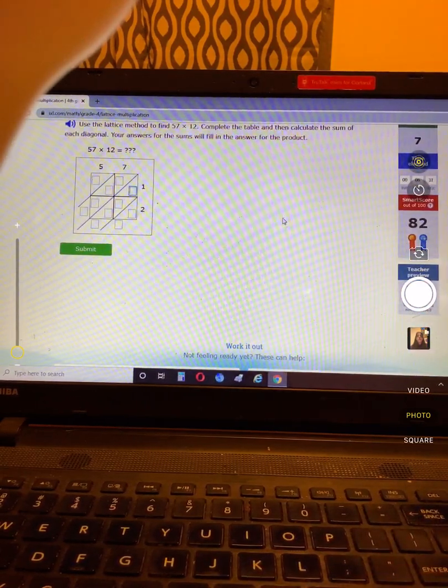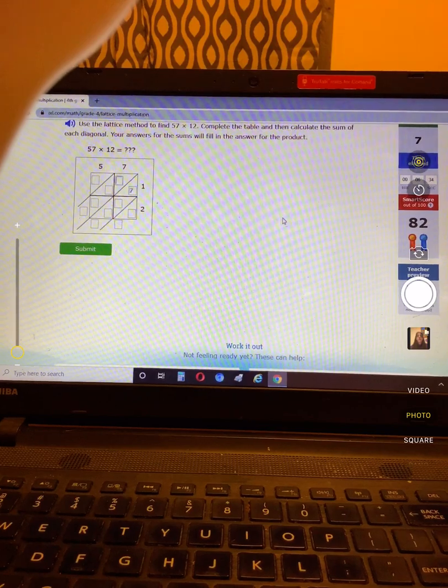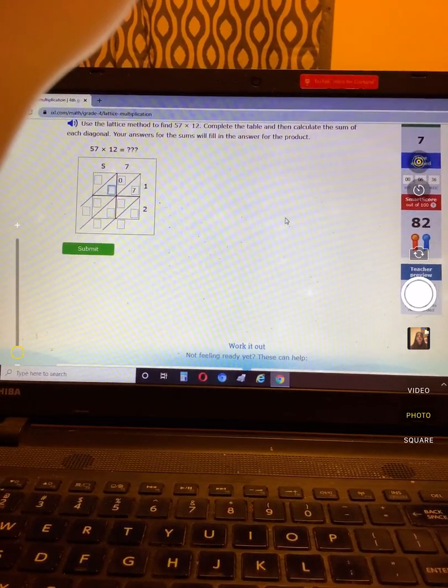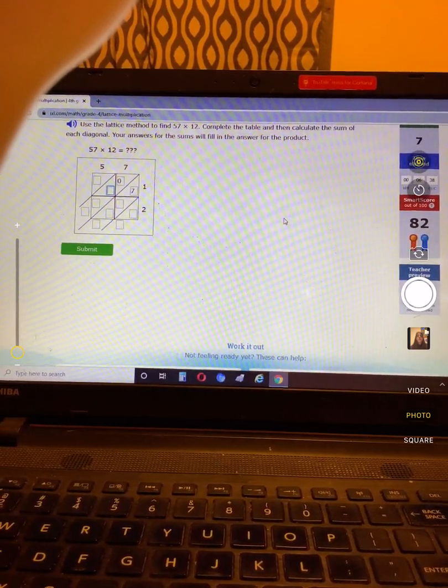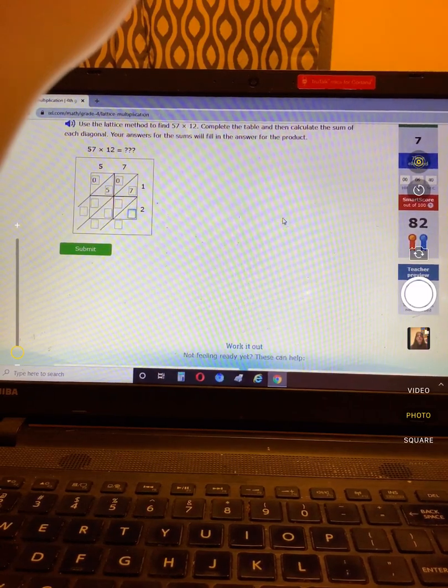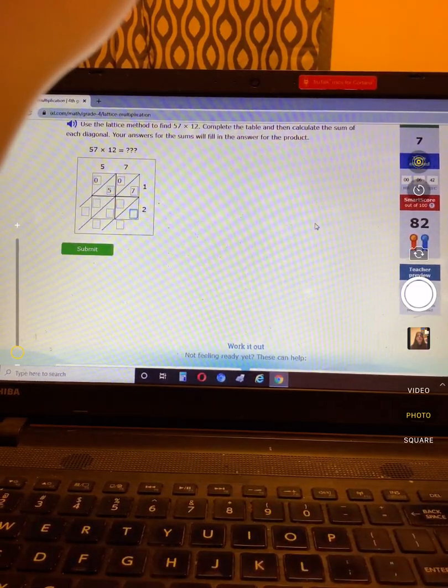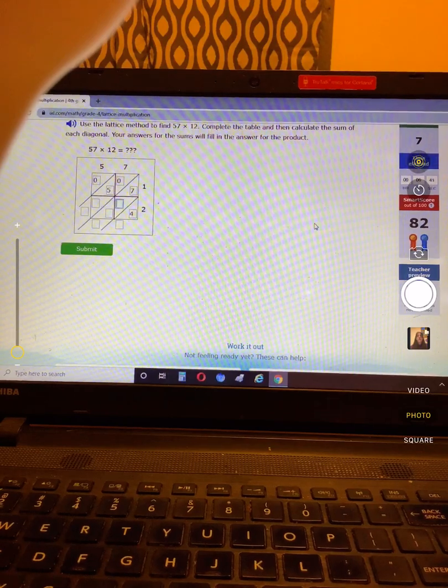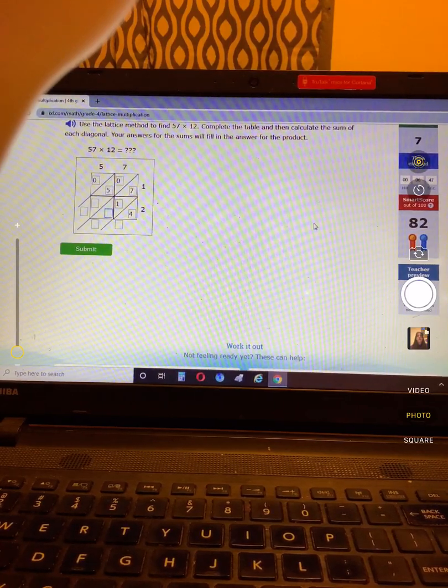So 7 times 1 is 7. Put your 7 down there. We don't have tens. 1 times 5 is 5, so we put the 5 there. No tens, so we put a 0 there. 2 times 7 is 14. The 4 goes on the bottom.